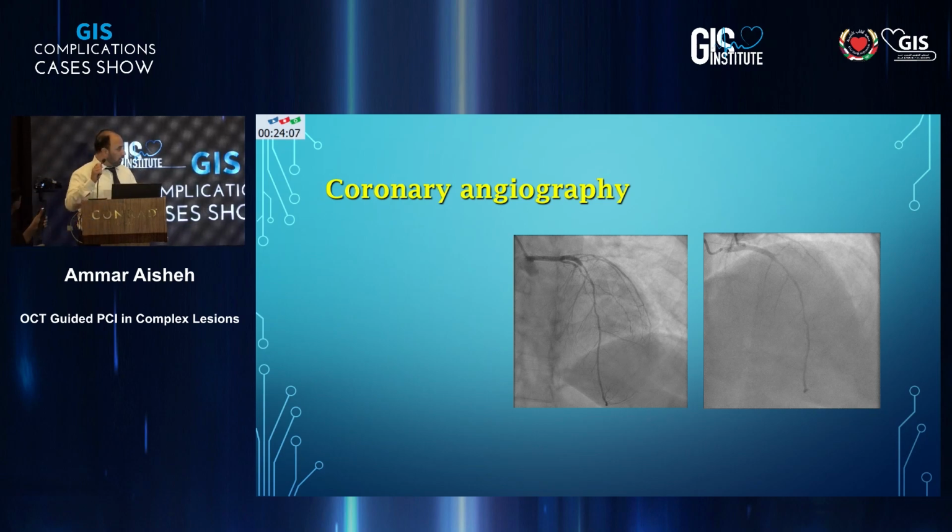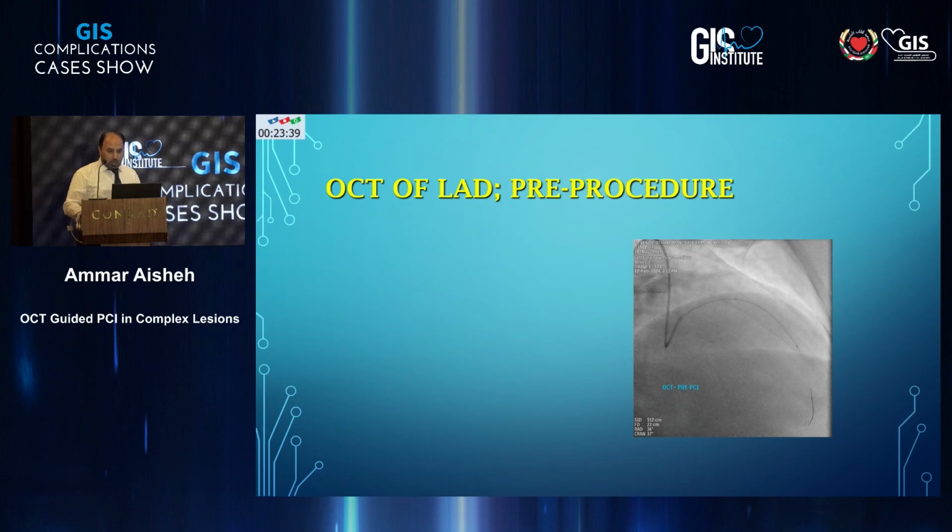As we see here, there is a long lesion in LAD from proximal to mid-LAD. The case was discussed with cardiac surgery team in heart team meeting, and the patient was accepted by them for CABG, but the patient refused. As we see here, there is a long lesion. This is a fixed image, not a movie, but I could not download the full videos. We did OCT of LAD, pre-PCI.